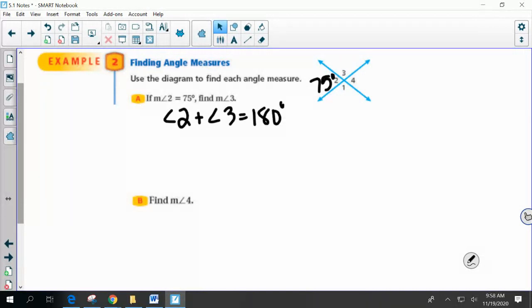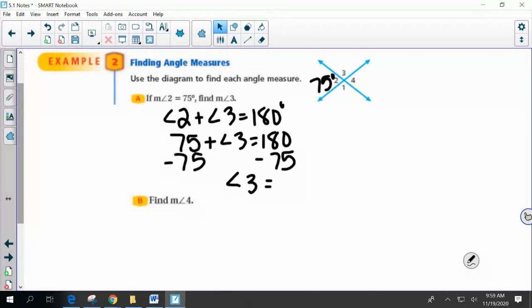So if angle 2 is 75 degrees, how would we figure out angle 3? So 75 plus angle 3 has to equal 180. And I just heard subtract. So that means that angle 3 has to equal what? 105. 105 degrees. So this has to be 105 degrees.